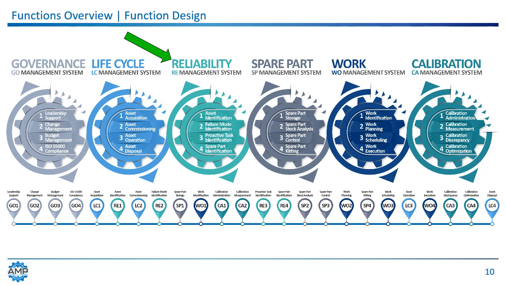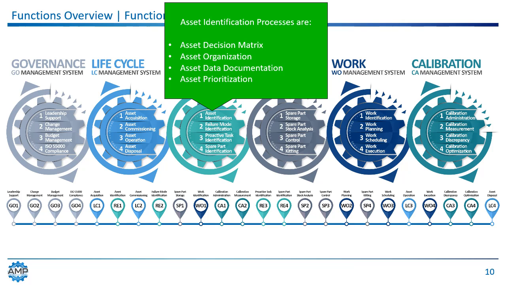The 4 processes associated with the asset identification function, function number 1 in the reliability management system, are asset decision matrix. That's where we apply rules to decide what is an asset. Asset organization, where we create the physical and functional relationships, and then we develop rules for grouping the assets functionally. Asset data documentation, creating asset records that are accurate and complete. And then asset prioritization, establishing the relative importance of each asset to the business. So these 4 processes are the first thing that happens in the RE management system in asset identification. That's a function.